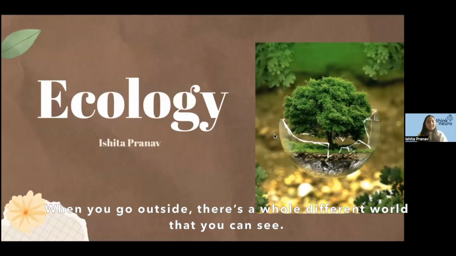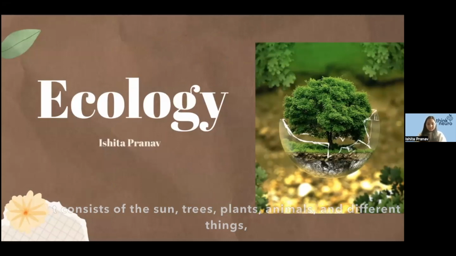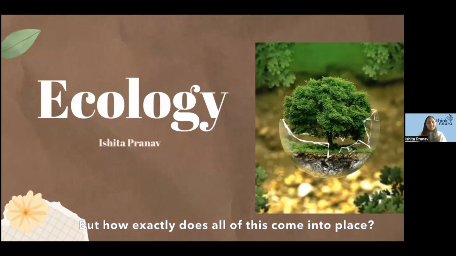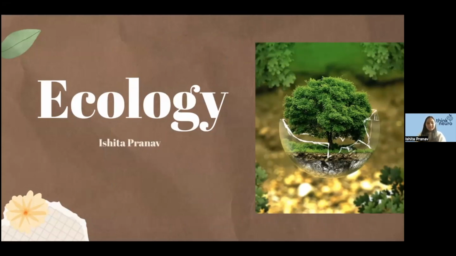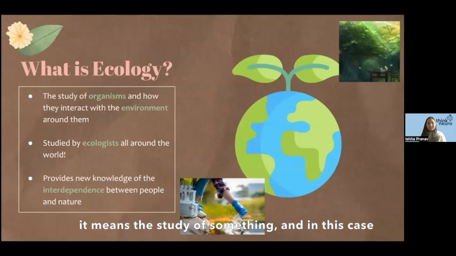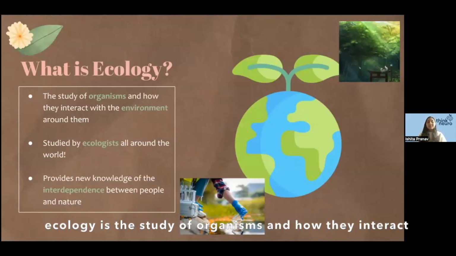When you go outside, there's a whole different world that you can see. It consists of the sun, trees, plants, animals, and different things all working together to create a beautiful environment. But how exactly does all of this come into place? That's where ecology comes in. Now, what is ecology? You know that when a word ends with ology, it means the study of something. And in this case, ecology is the study of organisms and how they interact with the environment around them.